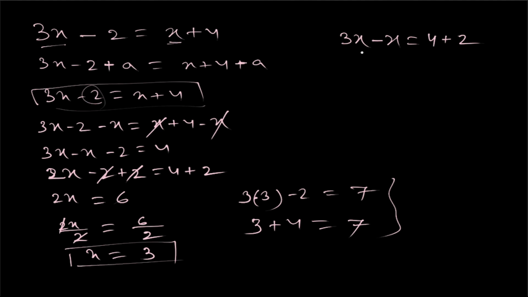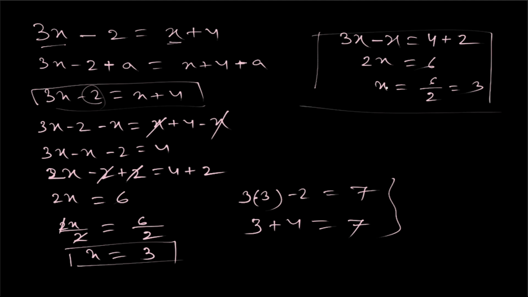Our purpose was to bring all the terms containing x to the left hand side and all the constant terms to the right hand side, that we have done here. So it will be 2x is equal to 6. Now x is equal to 6 by 2, that is equal to 3. You can see that our steps have been reduced very much, only 2-3 steps are there. Here we had so many steps, 6-7 steps.